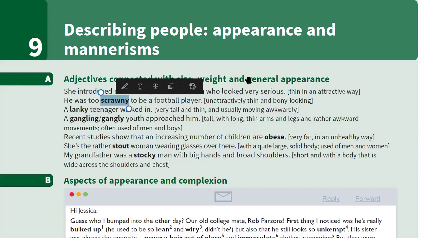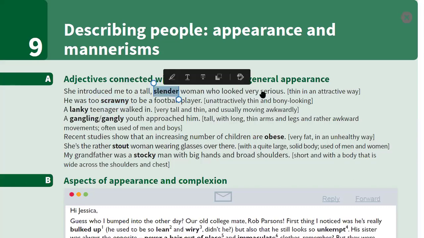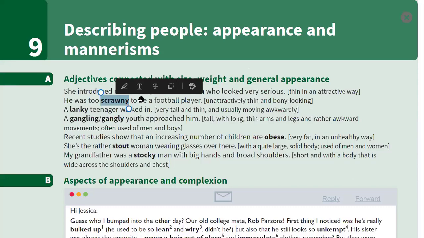Now, here the word slender is a good word. Okay, it describes the person who is thin, but it has a positive connotation. Here, the word scrawny has a negative connotation. Okay, meaning here the person is thin but unattractively thin, meaning too thin, and bony looking, meaning the person is too thin that almost he's just bones.